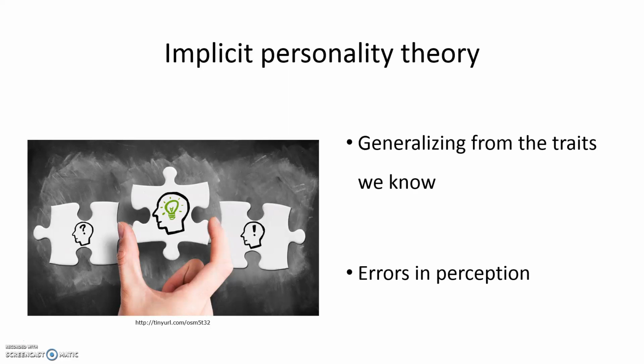But wait, what did we just do there? We just made Bob the clumsy person. We made clumsy a part of his personality. What if Bob isn't clumsy? What if it just happens to be that every single time we've seen him, some object has caused him to trip? And that would be an error in our perception.